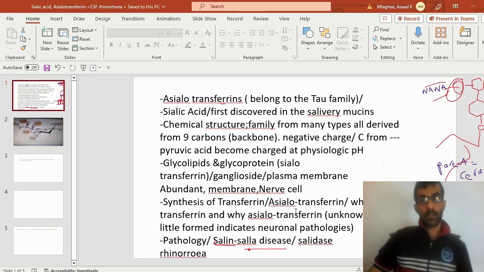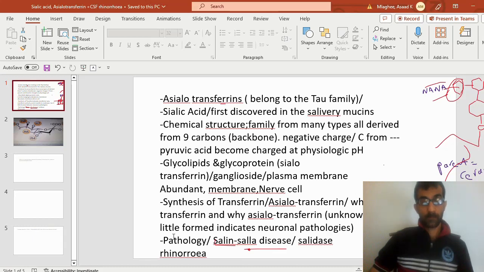So why is asialotransferrin formed or synthesized in the brain? The reason is unknown. So what's the main benefit of asialotransferrin in the CSF? In the case of nasal discharge, to check whether the fluid is coming from the CSF due to CSF leakage or from nasal inflammation, if there is more asialotransferrin in this fluid, that means there is a leakage in the brain.